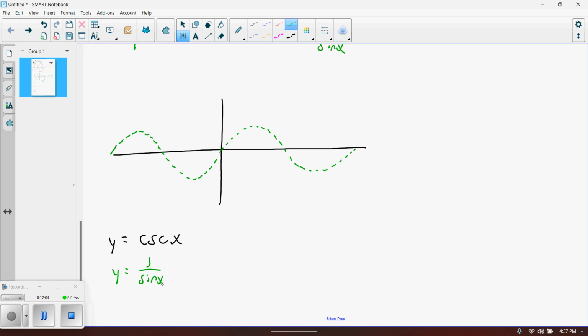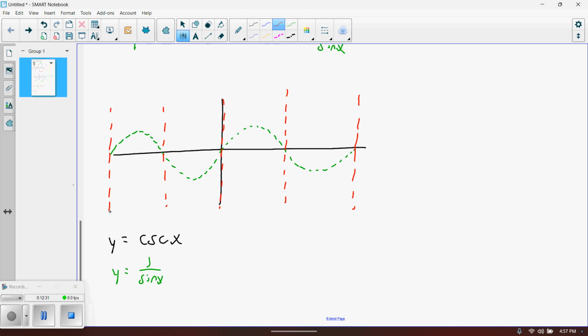But because 1 over sine of x is going to have issues wherever sine is 0, so basically everywhere that I just hit the x-axis, we're going to have vertical asymptotes. So we'll have one here, right on the y-axis, way out here, over here, and so on, all the places where sine would have hit 0. And of course, this goes on forever in both directions.